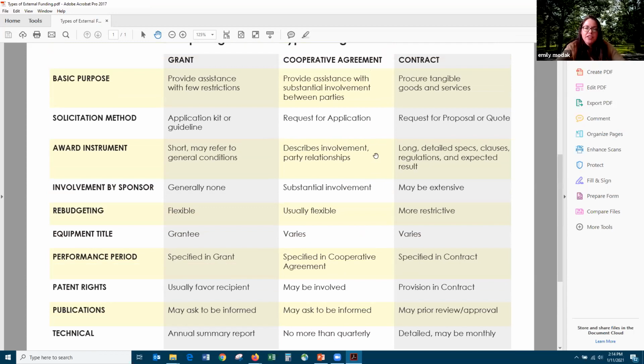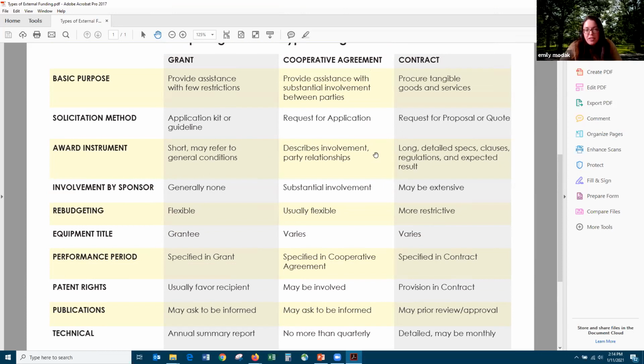And then the final kind of agreement is a contract, and that's actually a transactional relationship where the funder is wanting to procure some specific good or service. It could be a data set, it could be a cell line from Stanford, or from whoever gives the best RFP. We hope it's Stanford. So they put out a request for proposal or quote.